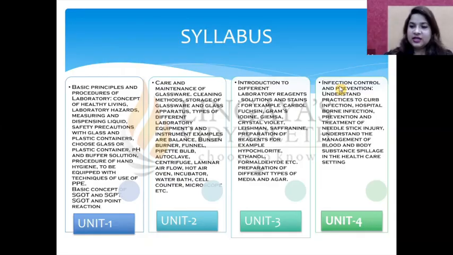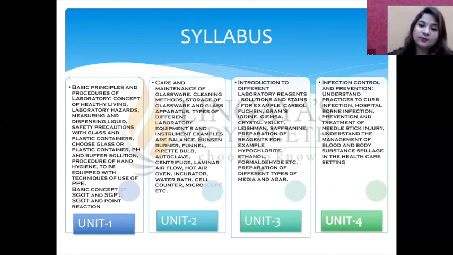So the syllabus of this subject, basic concepts in MLT1, includes 4 units. As you can see on your screen also, there are 4 units, and in the first unit, it is attributed to basic principles and procedure of laboratory. As you can see on your screen, the first unit is about the basic principles and procedures of the clinical laboratory. What it means now?